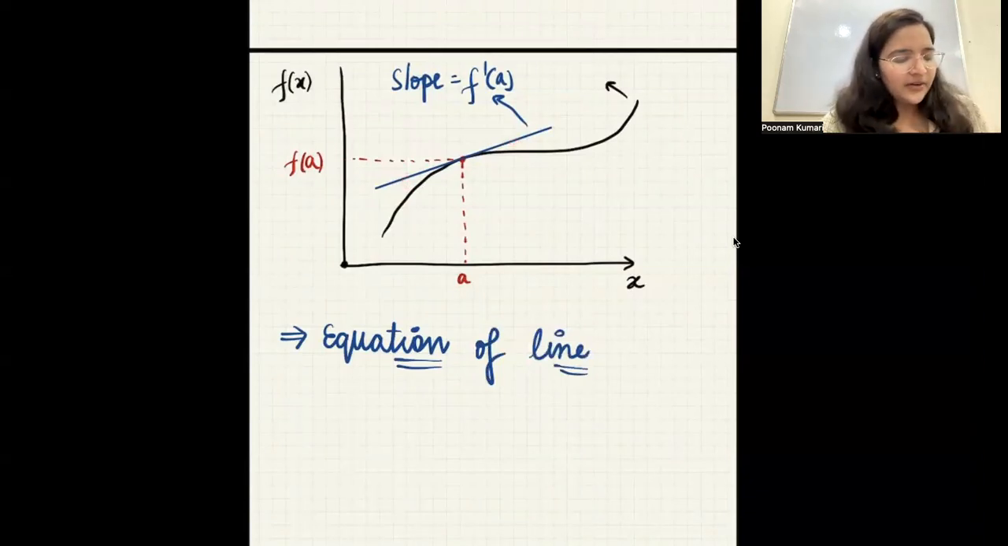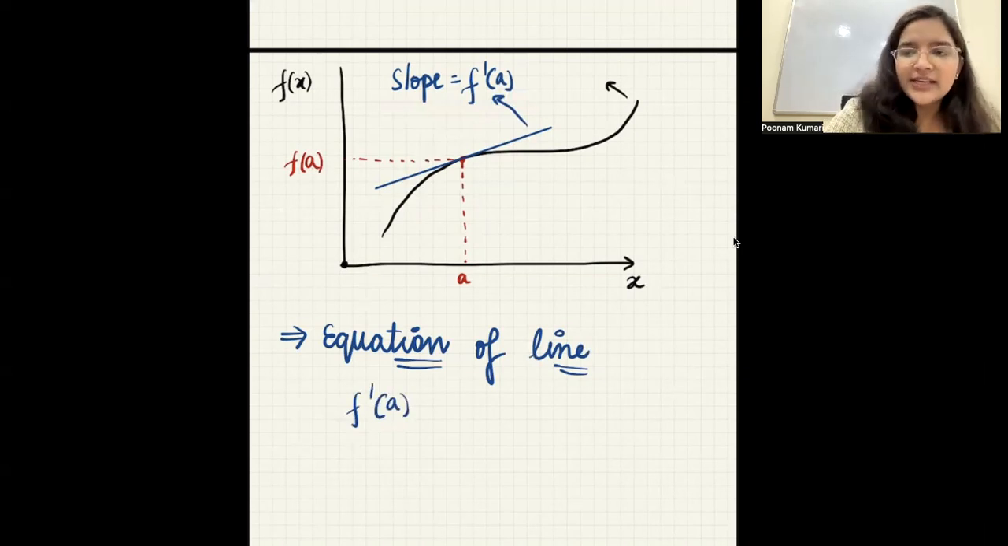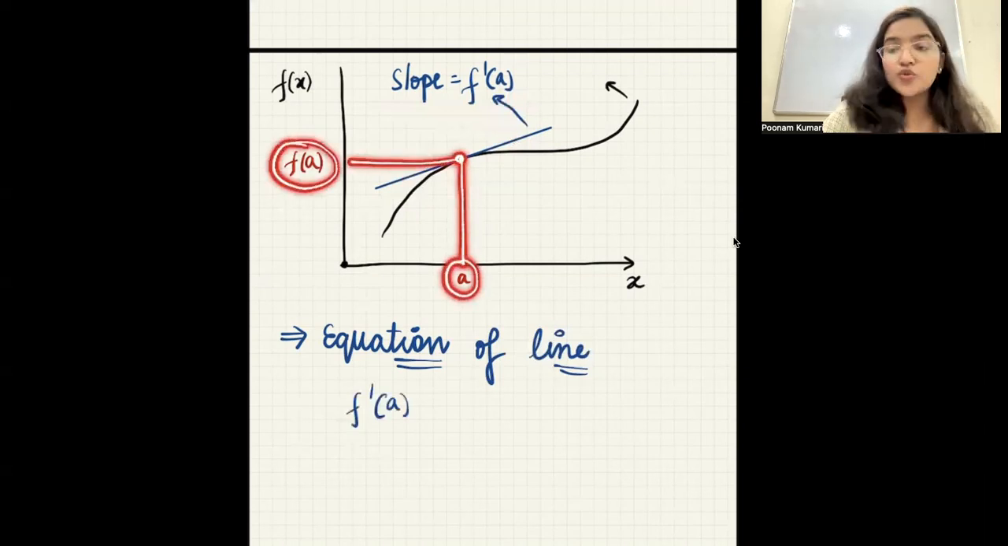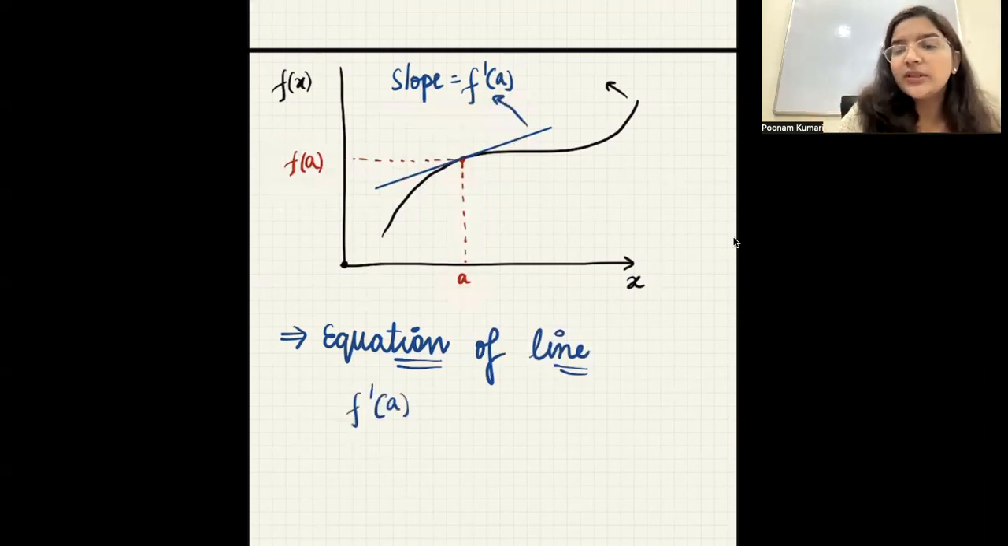So for this particular line, do I know the slope? Yes, I know the slope. The slope is f prime a. And do I know any point which passes through this line? Yes, I know that point. That is nothing but this is point A. And the corresponding function value at a is f of a. So I know a point which passes through this tangent line. So what is that point? That is nothing but a comma f of a, right?